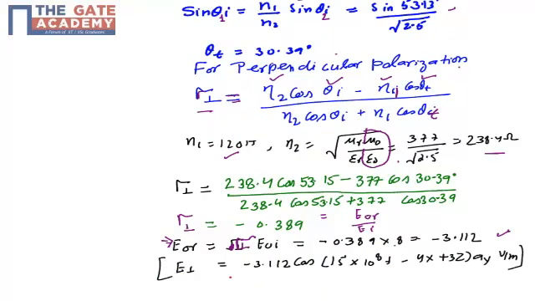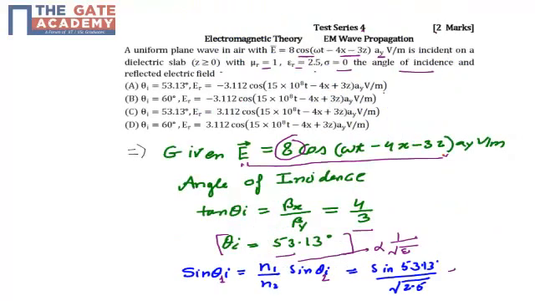So the expression of the perpendicular electric field will be −3.112 cos(15×10^ω t − 4x + 3z). It is plus 3z because the direction is reversed. Earlier it was going towards the z-axis, now it is going opposite to the z-axis, so we directly get the plus sign because the direction is opposite. So in this question our correct option is option A. Correct option is option A. Thank you.